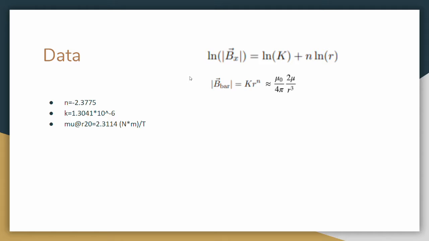Okay, so going back to the important aspects of the data, since we know what our n is now, we can select any point. In this case, I chose to use the point at R20 to calculate our k value. Doing so, I got the k value as calculated there, and then I was able to use this to approximate k r to the n, and then it's just a simple case of solving for mu, which I got as the mu expressed there, 2.3114. And this is what I used in my computer model. So now let's go check out our computer model.